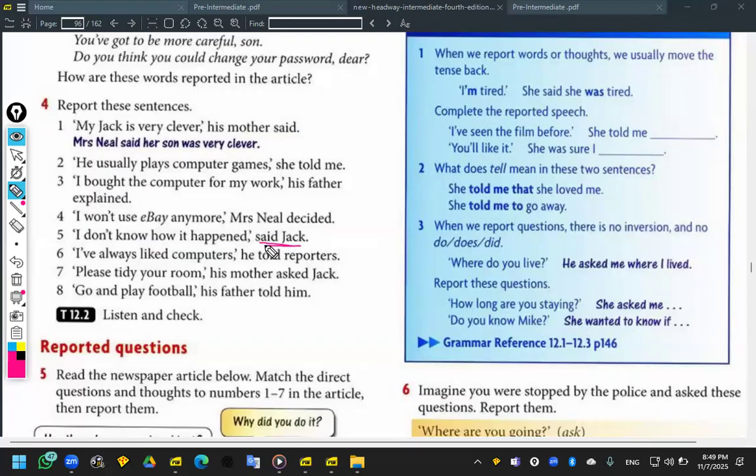6. I've always liked computers, he told reporters. 6. He told reporters that he had always liked computers.